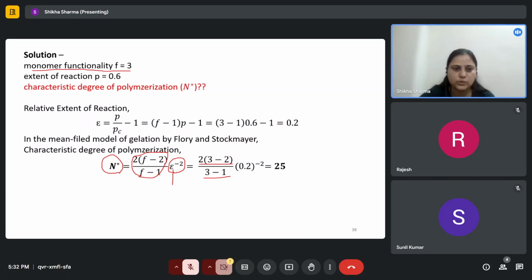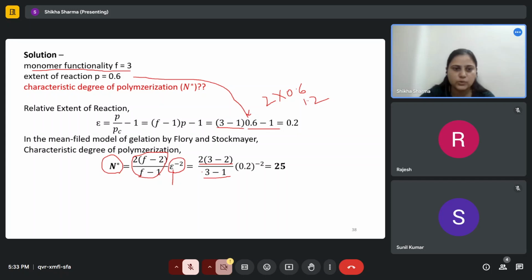So relative extent of the reaction is equal to functionality minus 1, which is 3 minus 1, multiplied by p, which is 0.6. It is given in the question that the extent of the reaction p is equal to 0.6, right? So we put this in: 3 minus 1 is equal to 2, multiplied by 0.6, which is 1.2, minus 1, which is 0.2. So we got epsilon as 0.2.